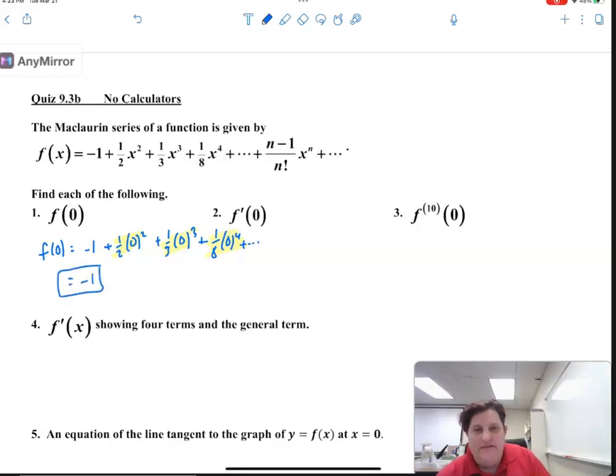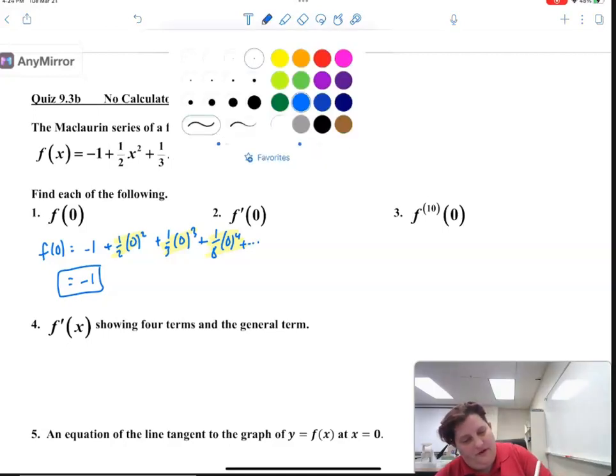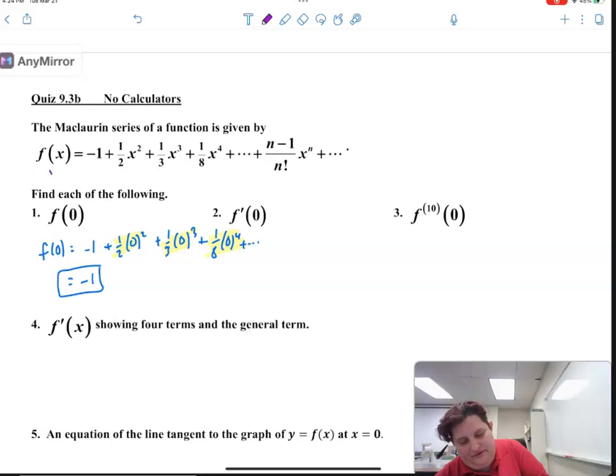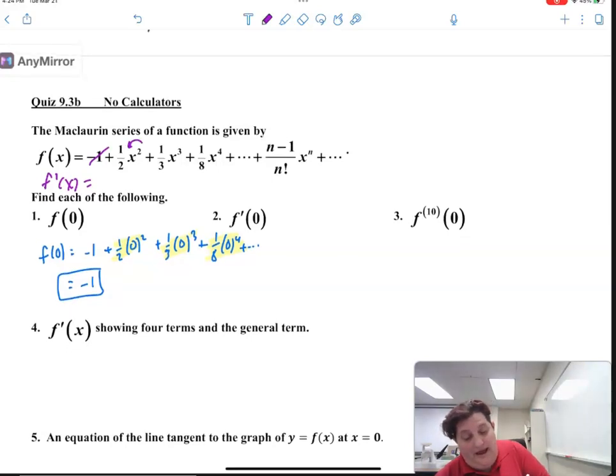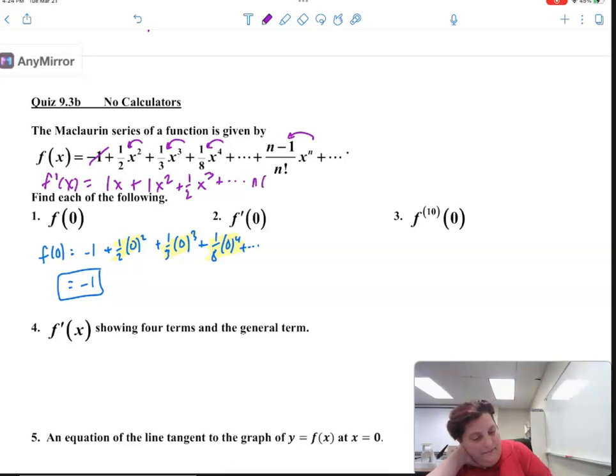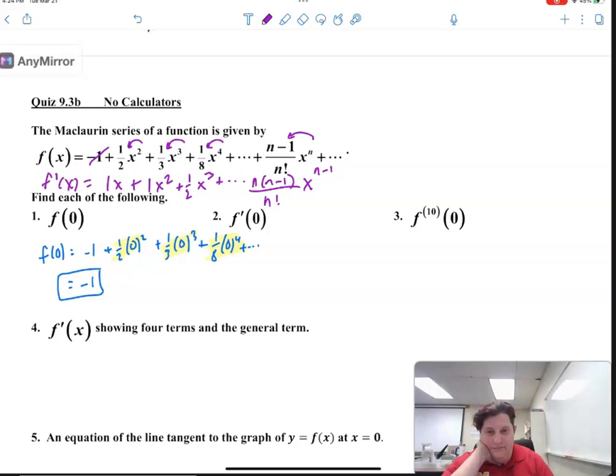Okay? Now, on the second one, let's go ahead and find the first derivative. All right. I'm going to find the first derivative right here. And here's what happens. The negative 1 goes away. This is going to be 2 times 1/2, which will be 1x. 3 times 1/3, which will be 1x squared. 4 times 1/8, which will be 1/2 x to the third. And then n times (n minus 1) over n factorial times x to the n minus 1. Okay?